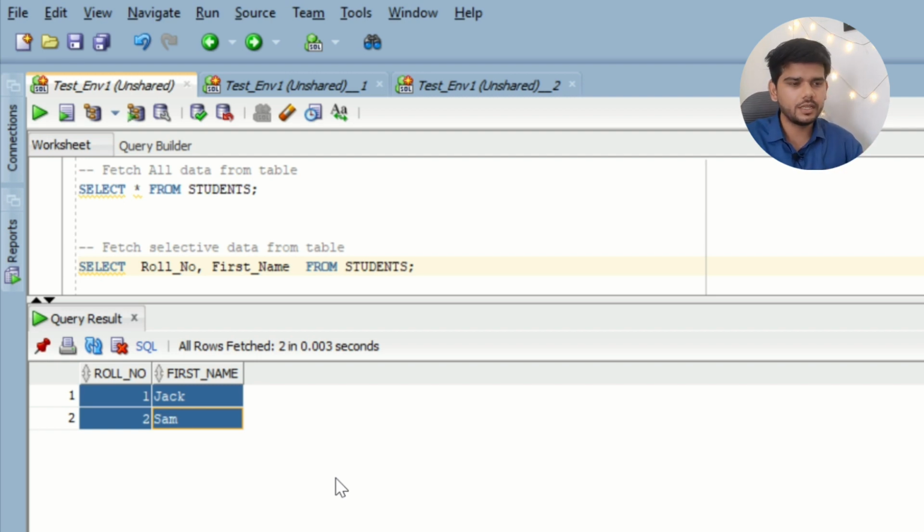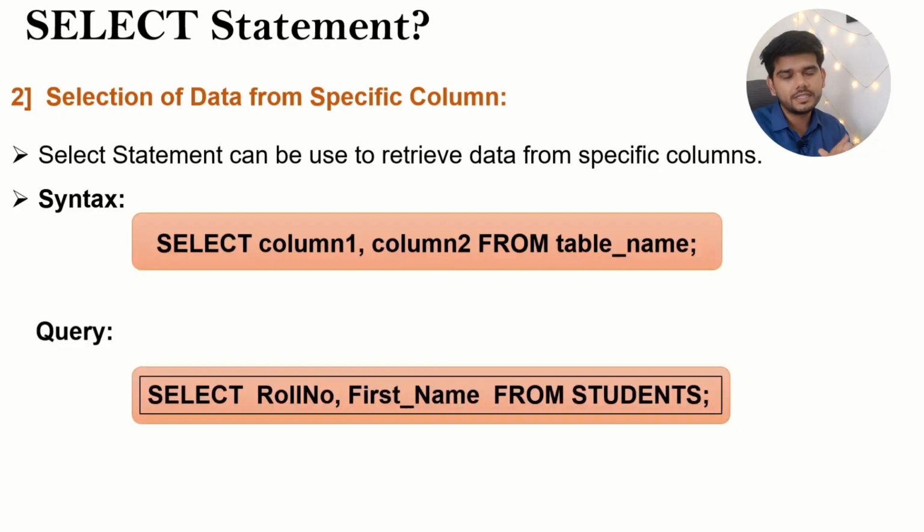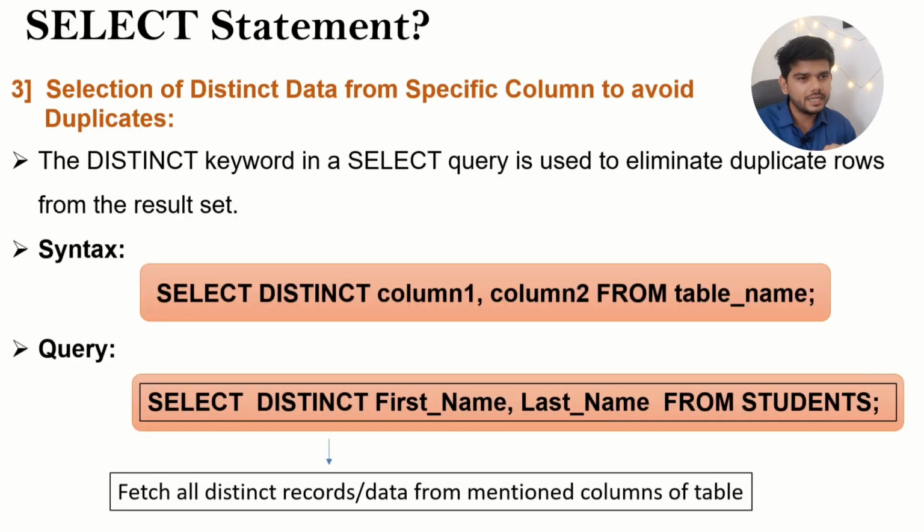Now move on to the third scenario and understand the use of the distinct keyword. The distinct keyword in a select query is used to eliminate duplicate rows from the result set. When we want to fetch the unique records out of the table, we can make use of distinct. The syntax is similar to the previous query, the only difference is that before mentioning the specific columns, we have to mention distinct, so that we are saying that we want the distinct records out of those particular columns.